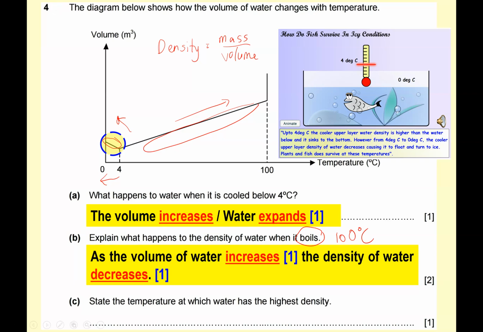Okay, and how does volume affect density? I've written the formula for density at the top. So you see, as the volume increases, when mass is divided by a larger volume, density will drop. So the density of water decreases.